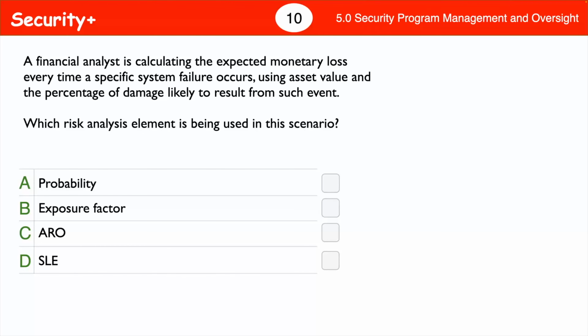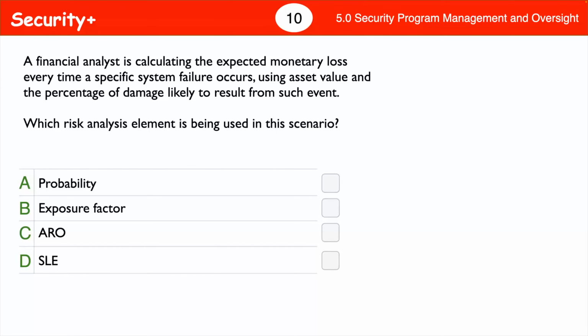Question 10. A financial analyst is calculating the expected monetary loss every time a specific system failure occurs, using asset value and the percentage of damage likely to result from such an event. Which risk analysis element is being used in this scenario? A, probability. B, exposure factor. C, ARO. Or D, SLE.